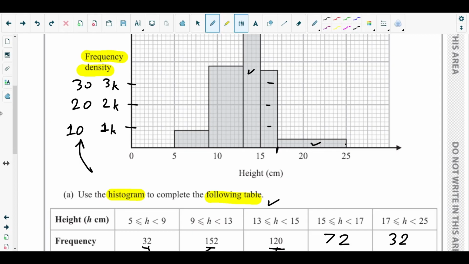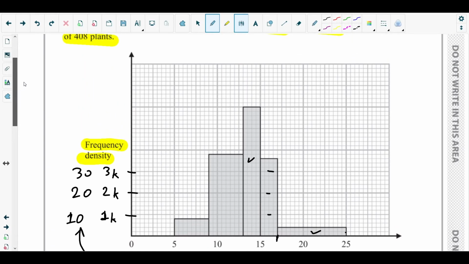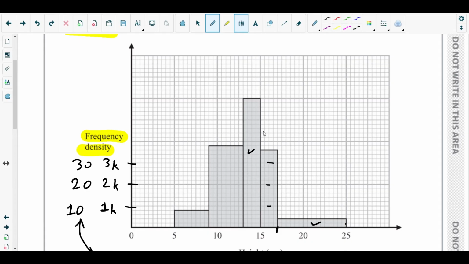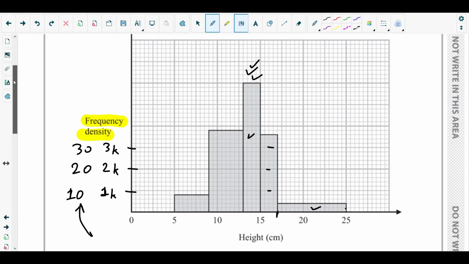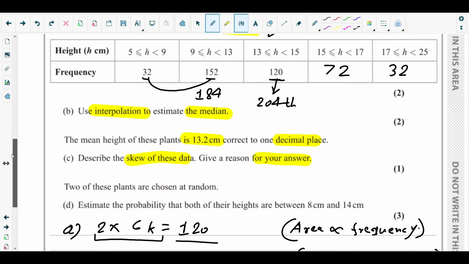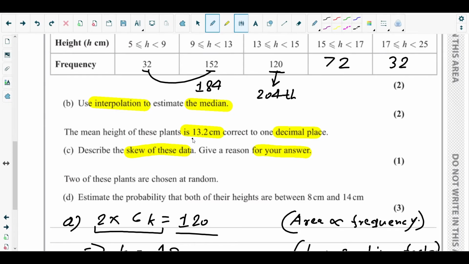Let's have a look at the histogram. From the histogram, you can see that it is almost symmetrical, that is uniformly distributed. The mode is at the middle, the mean also lies here, the median is also lying there. So the first consideration is the histogram. Second, the value for the mean is 13.2, and the value for the median we got is what?